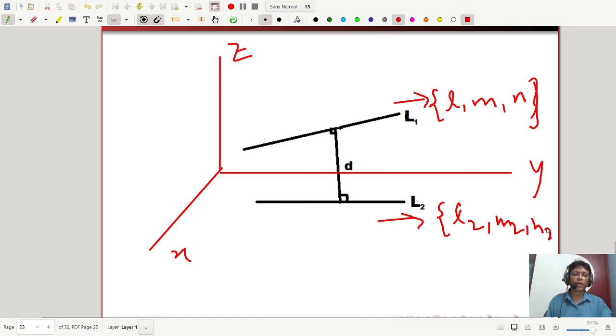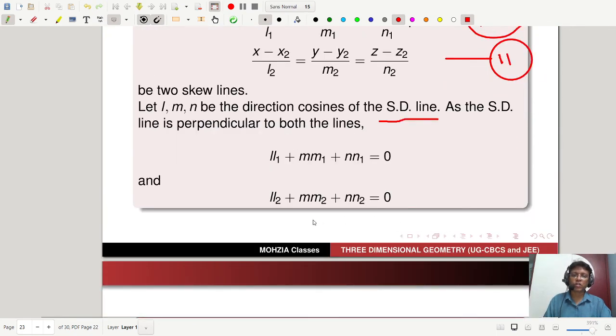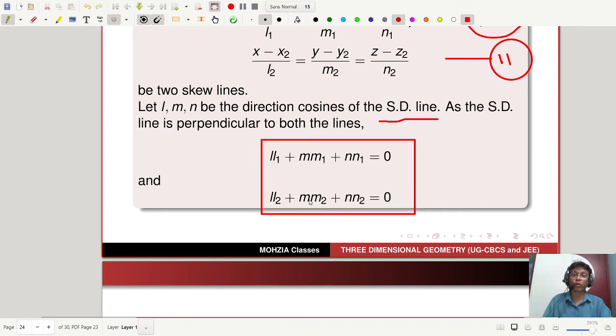And along the line of shortest distance D, you are taking the components l, m, n. So naturally, they are perpendicular, orthogonal to both the lines. So you have l1 l plus m1 m plus n1 n equal to 0, and l2 l plus m2 m plus n2 n equal to 0. Their dot product should be 0. So you have these two equations if they are perpendicular to both the lines.